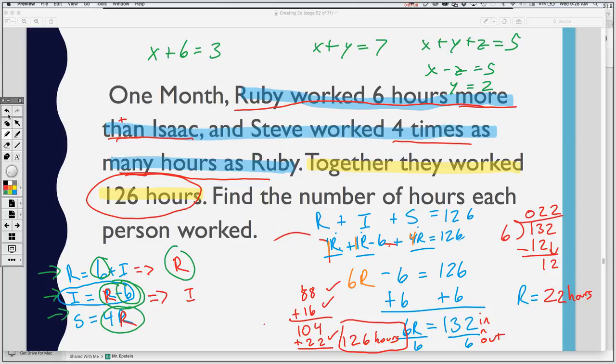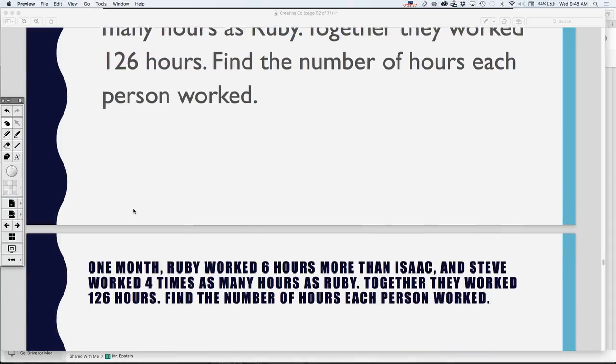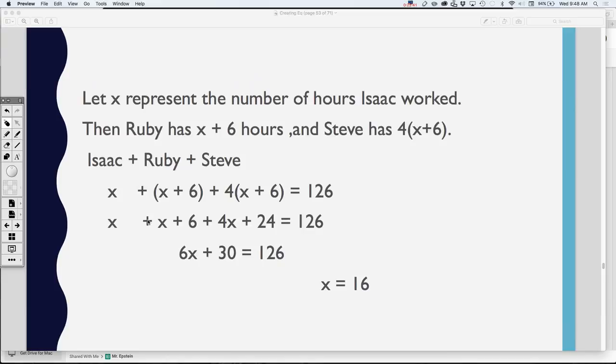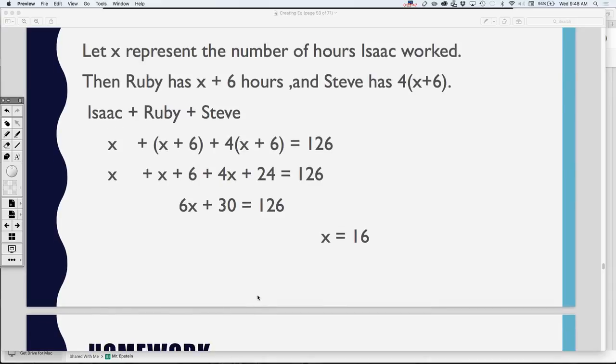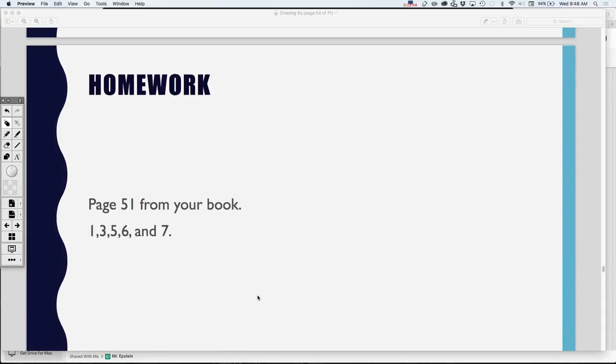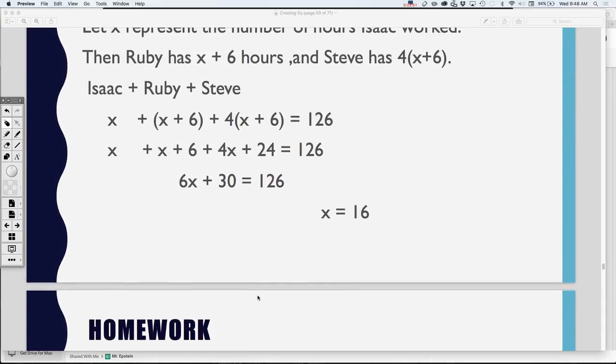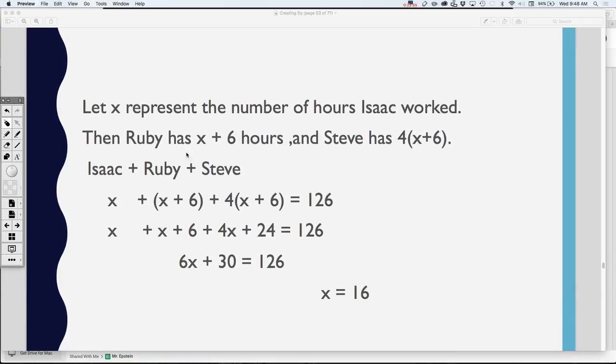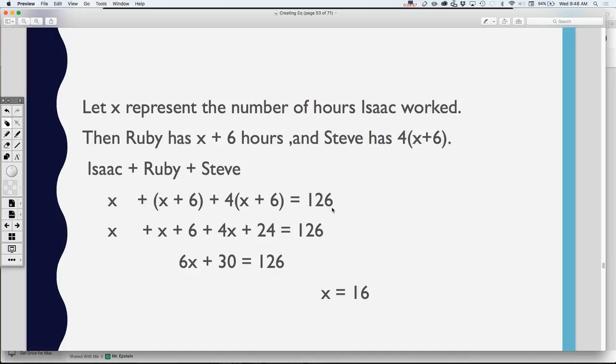All right, next one. Okay, so they did the same thing here. Actually, it did a little bit different, but you get the same answer. Let's look at how they did it. Maybe that'll make more sense. Okay, both will work though.